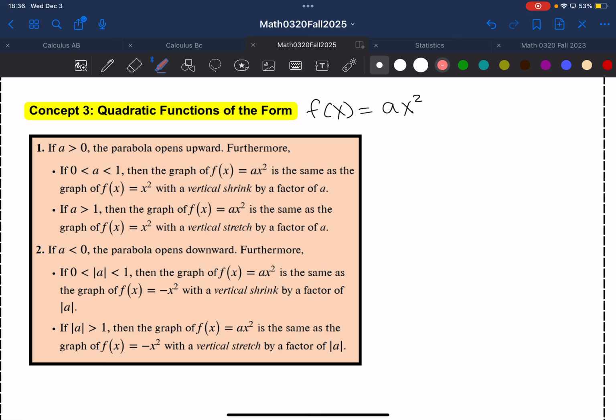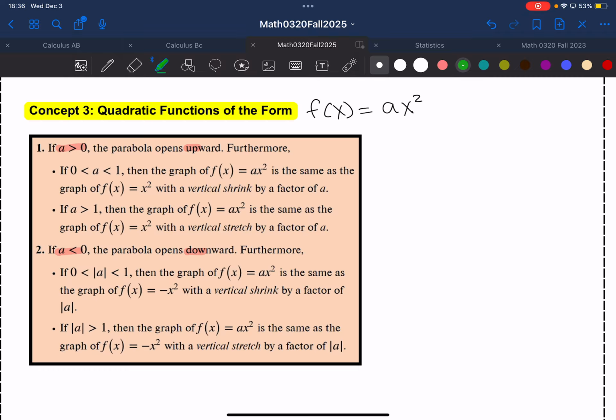So it says if a is greater than 0, which means it's positive, we know it's going to move up. If it's less than 0, we know it's going to open down. So those are the big things here. Okay, positive or negative, opening up or opening down. And we kind of talked about that already.